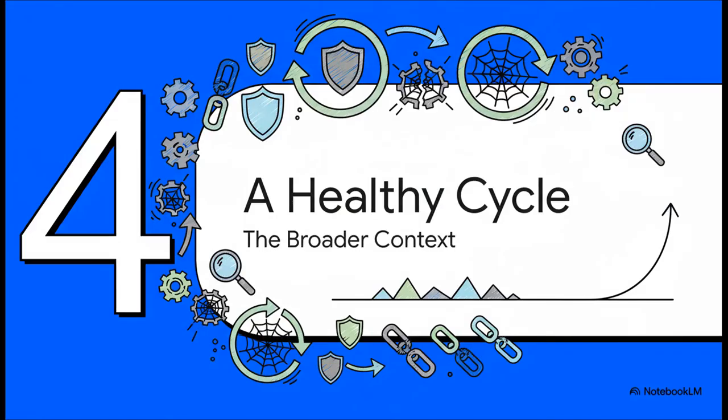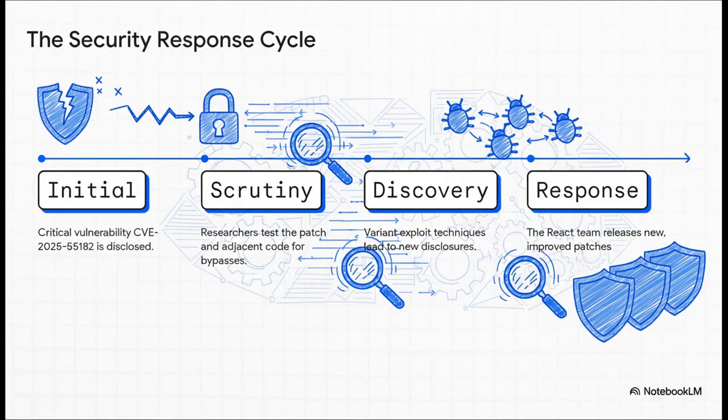Now, I know what you might be thinking. A whole bunch of vulnerabilities at once? That sounds, well, bad. But believe it or not, this is actually what a healthy security process looks like in the real world. Let me show you what I mean. You see, this whole thing didn't just pop up out of nowhere. It all started with a different critical flaw. Once that was patched, the entire security community basically swarmed it. They started hammering on the fix, testing all the code around it, and what do you know? That intense pressure is exactly what uncovered these new related issues.